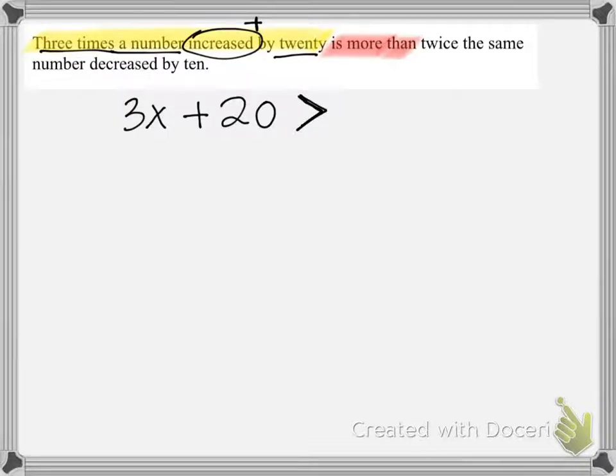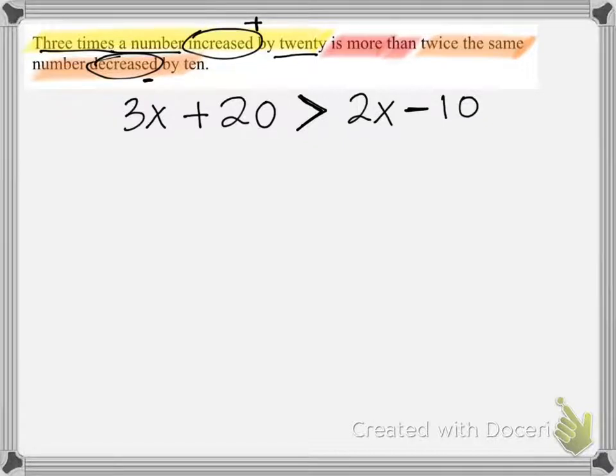Okay. And the next part of the inequality will be twice the same number decreased by 10. Okay, so twice the same number, so we have 2 times the x, and we're decreasing. So decreasing, this word right here, means that we're subtracting 10. Okay, and then this would be our inequality.